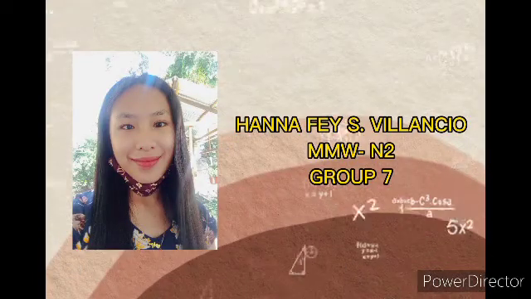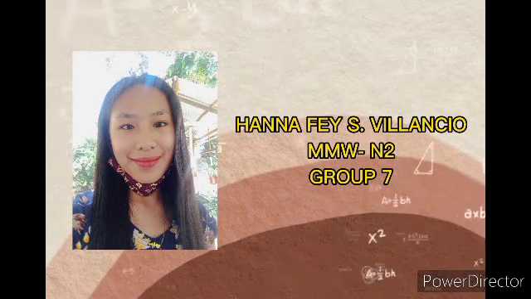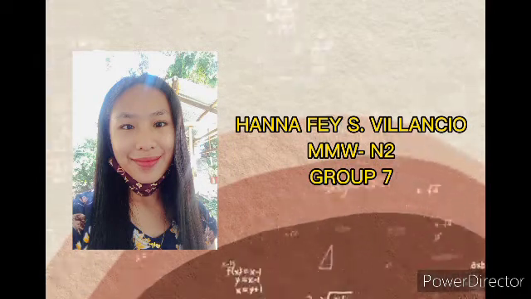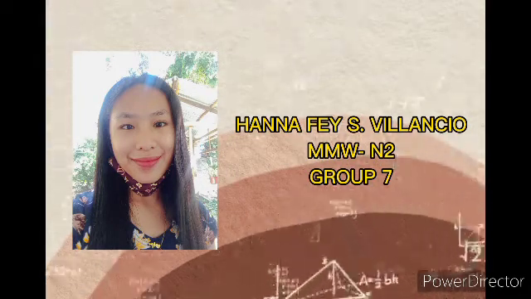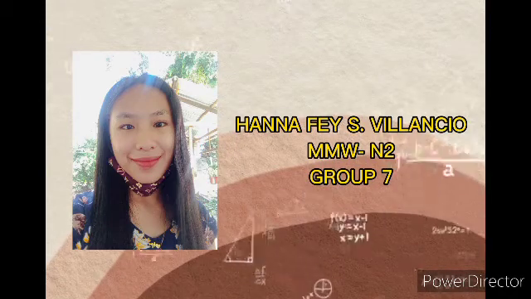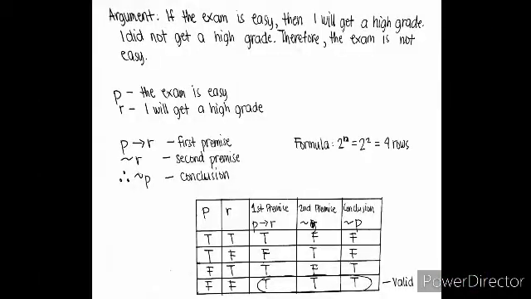I will discuss in this video how to determine whether an argument is valid or invalid using the truth table. The following argument is an example of a conditional statement. If the exam is easy, then I will get a high grade. I did not get a high grade. Therefore, the exam is not easy. How do we determine if this statement is valid or not?